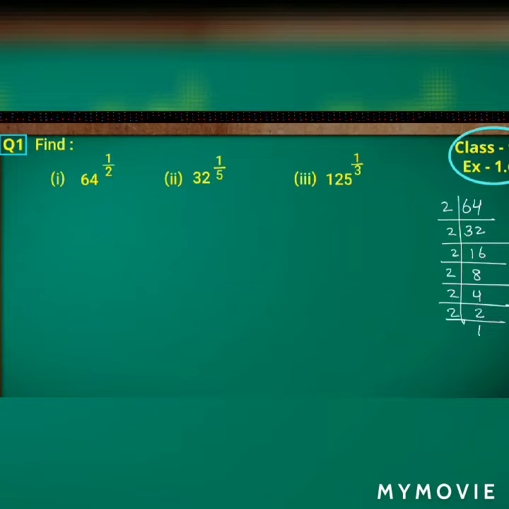Here, 64 is said to be what? Base, and 1 by 2 is said to be the exponent, or power, or index. Here we have to keep it in the simplest form. So, 64 power 1 by 2. How can you represent 64 in powers of 2? We have to go for the prime factorization. How can you write 64 here? 2 into 2 into 2 into 2 into 2 into 2, that is 2 power 6, whole power 1 by 2. Here 2 is multiplied how many times? 6 times, isn't it?